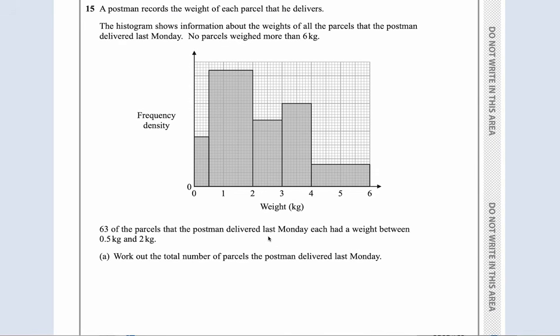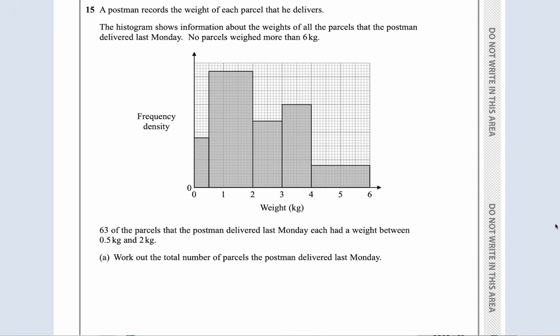Okay. Question 15. Postman records the weight of each parcel that he delivers. The histogram shows information about the weights of the parcels the postman delivered last Monday. No parcels weighed more than 6. Okay, that makes sense. Fine. 63 of the parcels that the postman delivered last Monday had a weight between 0.5 and 2 kg.